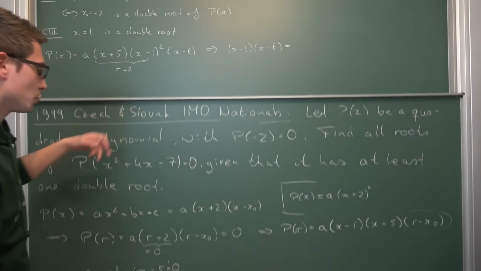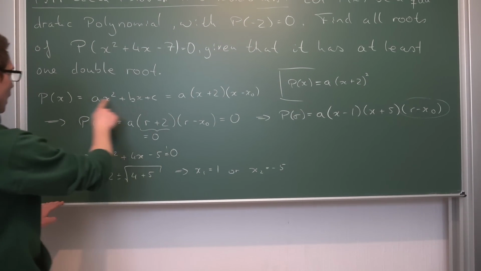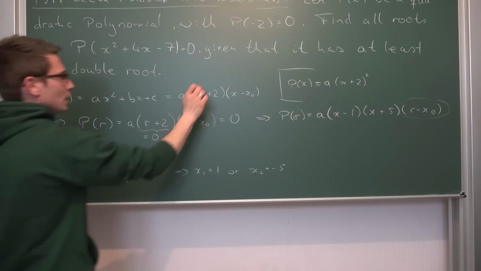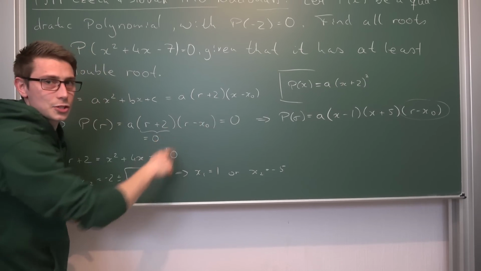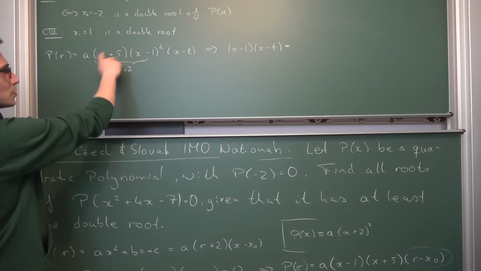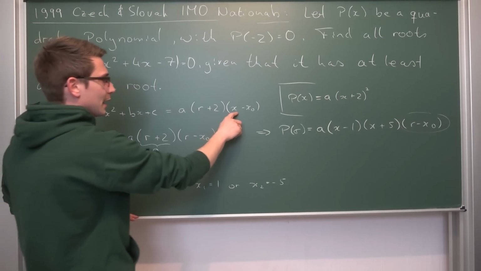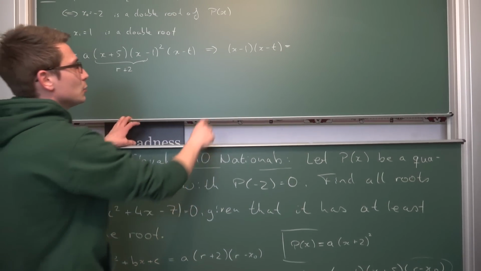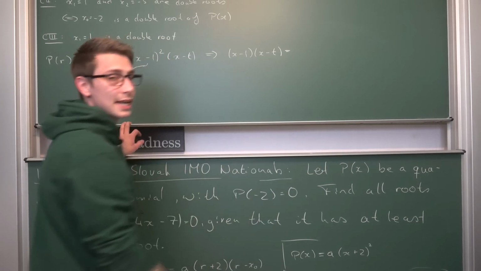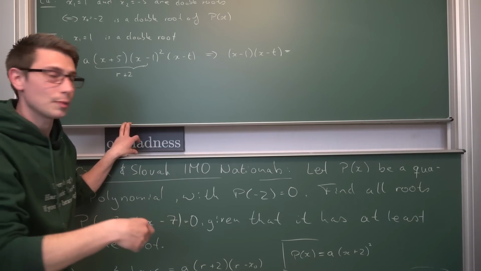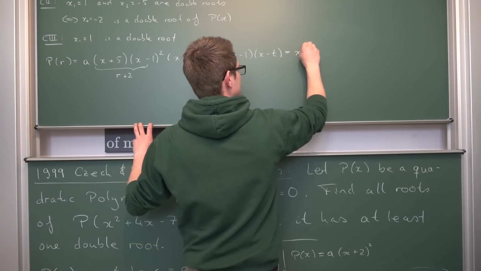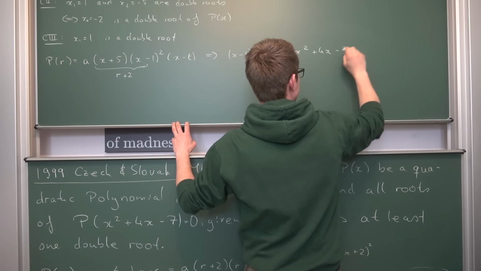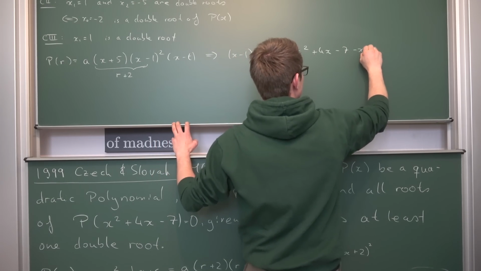We need to go back to our original polynomial. If we were to plug in r into here, we are going to get that 1 is r plus 2. R plus 2 is exactly this first part, meaning r minus x0 must be equal to x minus 1 times x minus t. And what is r minus x0? Well, let's just plug everything into here. So x squared plus 4x, and then we are going to get minus 7, and then minus x0.